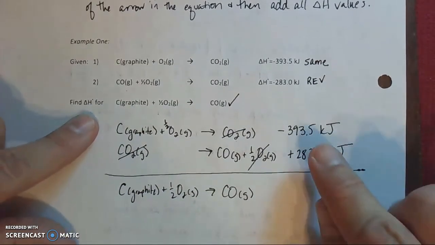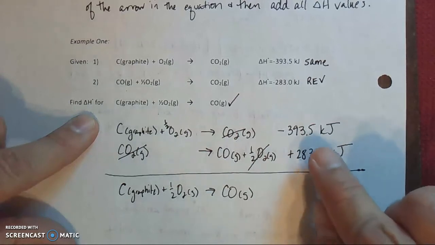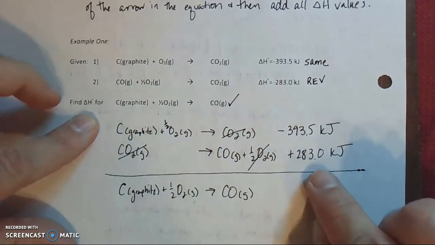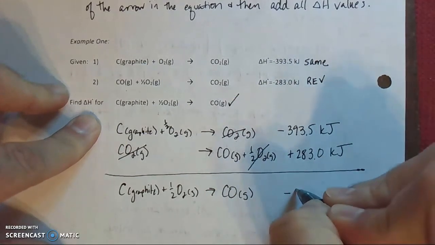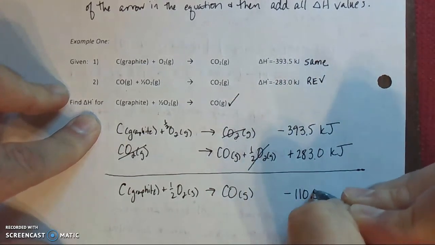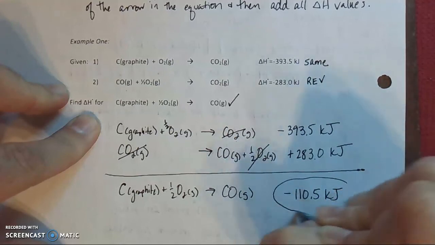Last step of this, I just have to add these two together. So negative 393.5 plus 283.0 gives me negative 110.5 kilojoules, and that is my answer.